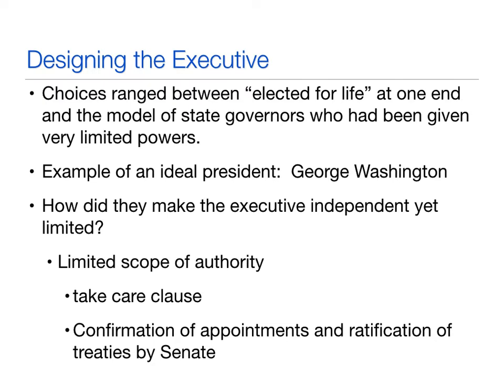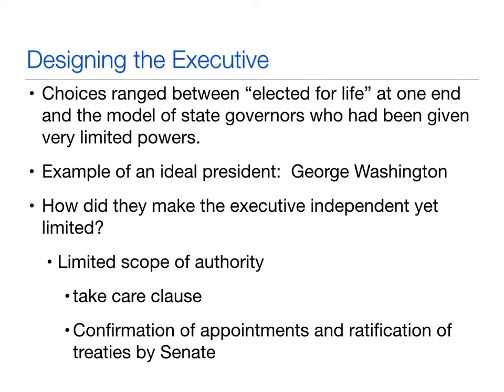Now, when they were debating what to do with the executive, the choices ranged between, okay, we're going to have a president, so how long do we elect them? Some people said, well, elect them for life. And others said, no, we only need to elect them every couple of years, or they should be frequently up for re-election. And there were a number of different options on the table. And the folks who said elected for life were probably thinking, well, it's really not all that bad. Why? It's because everyone in the room knew who the first president was going to be. It was going to be George Washington.